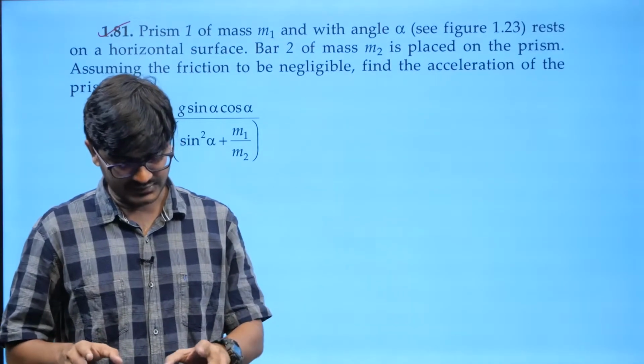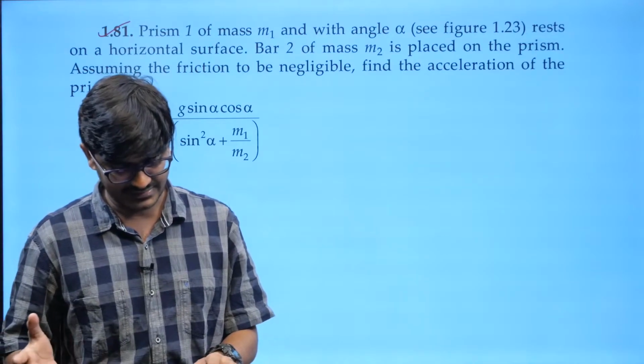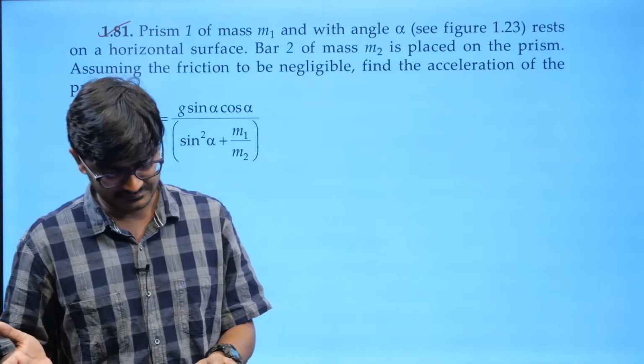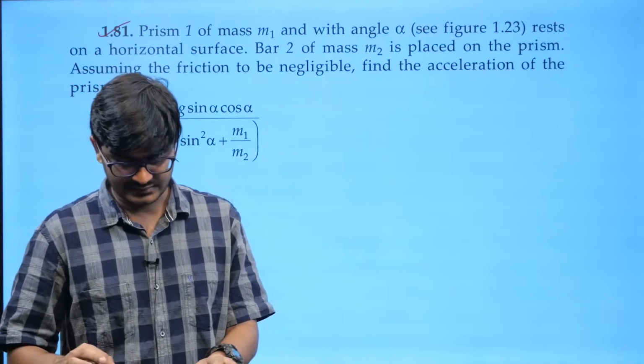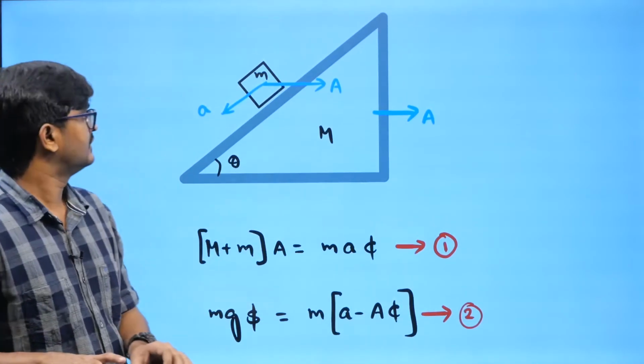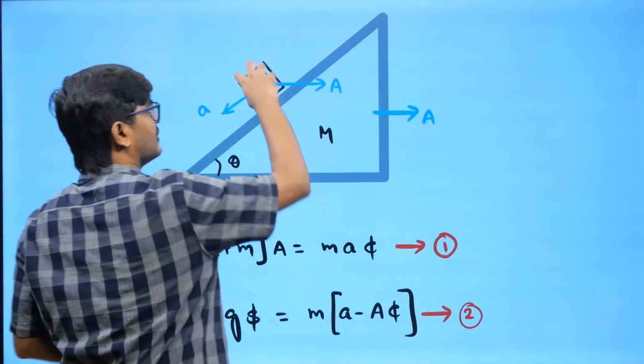Now the next question goes like, a prism of mass m1 with an angle alpha rests on a horizontal surface, and a bar of mass m2 is placed on the prism. So you need to find the acceleration of the prism. So this is the situation. This is the prism and the block is placed here.